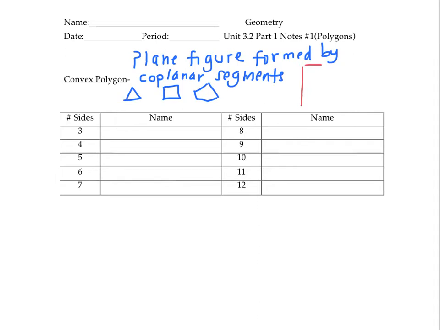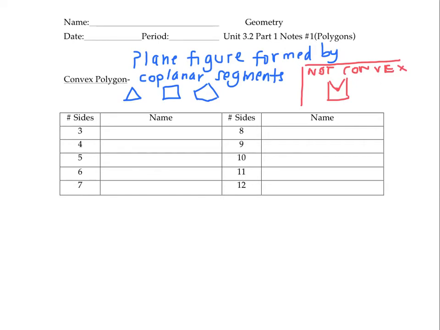So an example of something that's not convex would be this little picture where one of the sides is sort of caved in. See, that point right there is within the interior of the region, so that's called a concave polygon. So what we study in geometry are convex polygons.